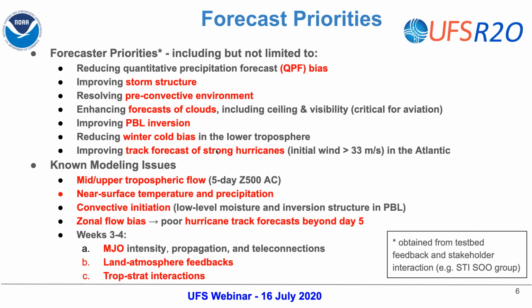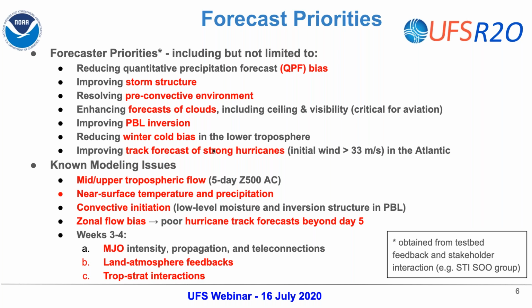So here we have the issue that the track forecast has improved greatly over the last several years, but for strong hurricanes, we still have limitations in terms of how well the track is forecast. We also have a number of things that are modeling issues that came from the modeling community more so than from the forecaster community. We know that the mid and upper tropospheric flow is biased. We know that our near surface temperature and precipitation is biased. The surface temperature is biased in different ways over ocean and over land, and the precipitation is typically biased towards low intensity precipitation rates.